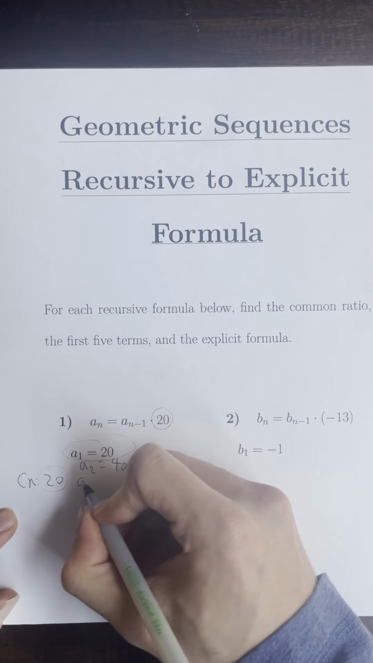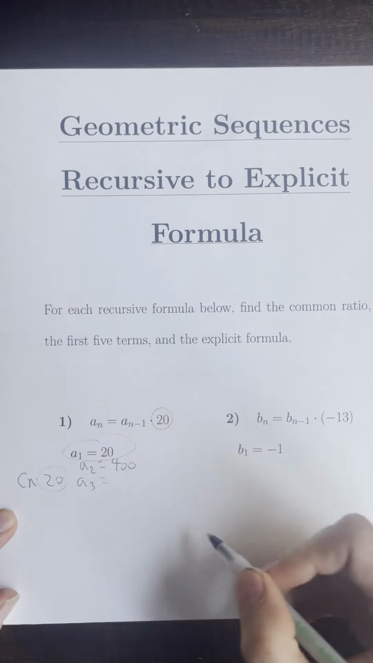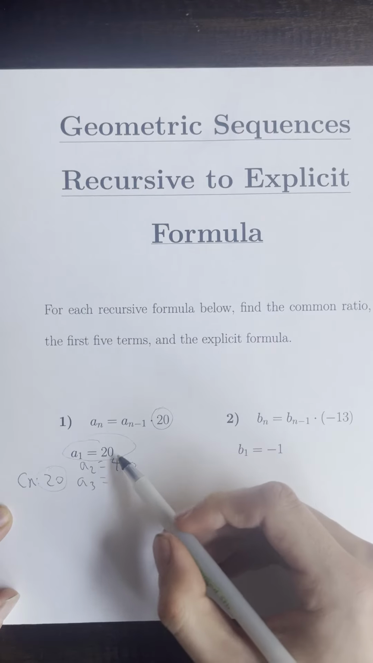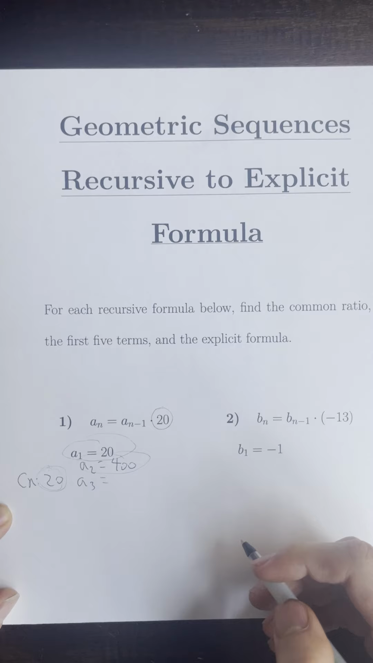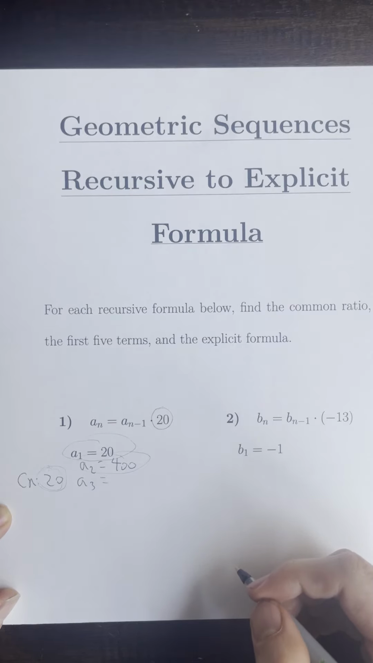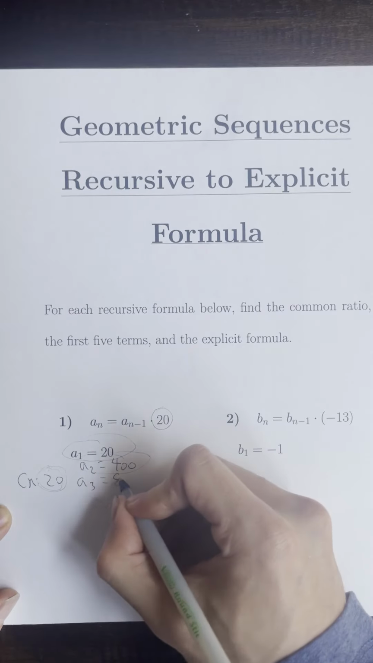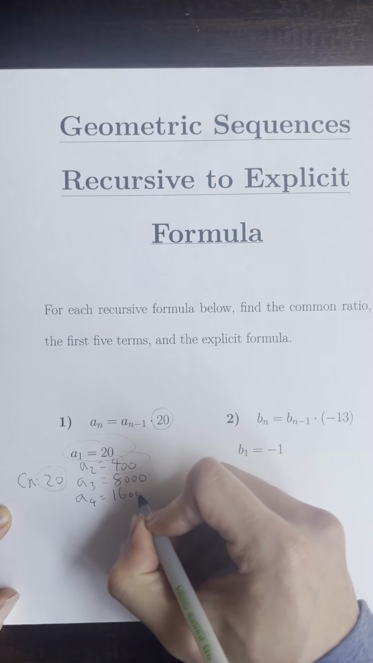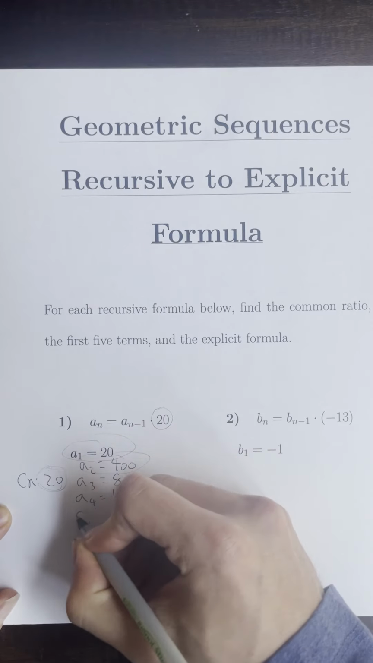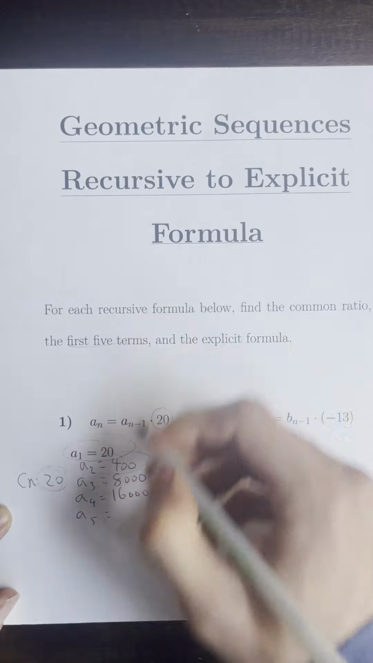400. To figure out the third term, we need to multiply the previous term by the common ratio. So that's going to be how much? 8,000. And if we continue, we can get our first five terms this way.